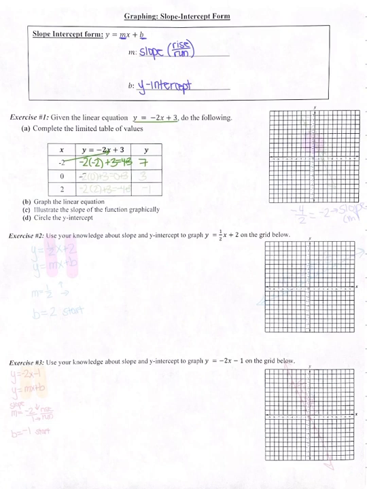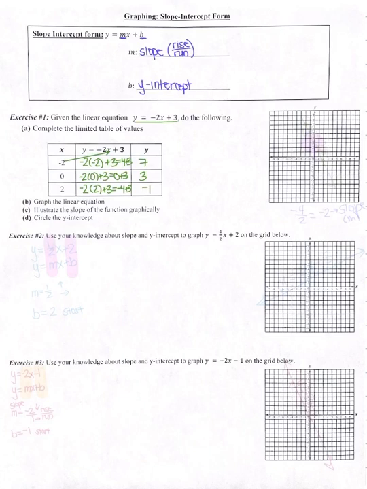Now we're going to plug in 0. Negative 2 times 0 plus 3. Negative 2 times 0 is 0. Plus 3 is 3. Then negative 2 times 2 plus 3. Negative 2 times 2 is negative 4. Plus 3 is negative 1.